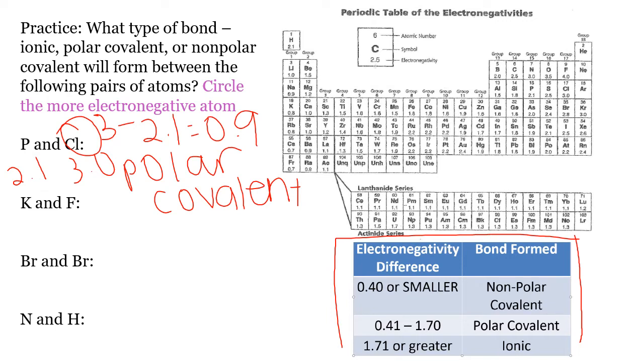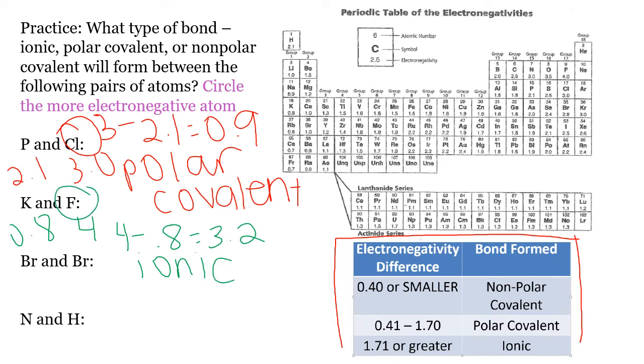Next, K and F, potassium and fluorine. Potassium has an electronegativity value of 0.8. Fluorine has a value of 4.0. 4 minus 0.8 is 3.2. So that falls under an ionic bond. And then who's more electronegative? Fluorine. And so with that ionic bond, potassium actually gives fluorine its electrons. Well, or you could say fluorine takes the electrons because it's so electronegative.